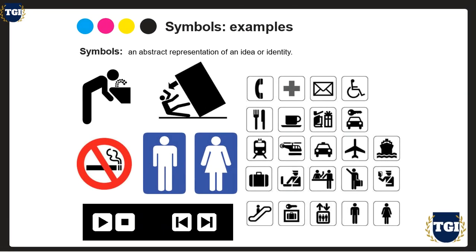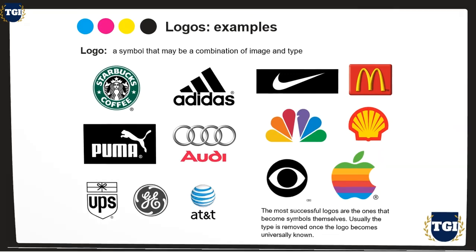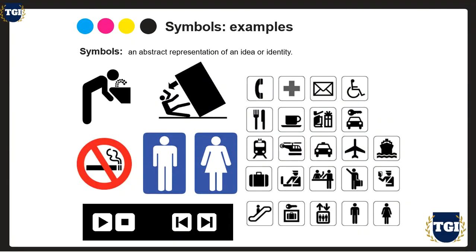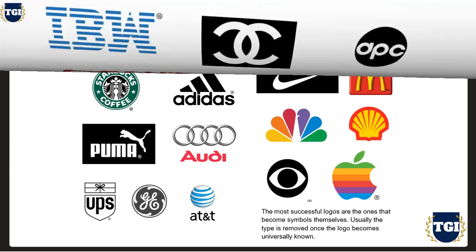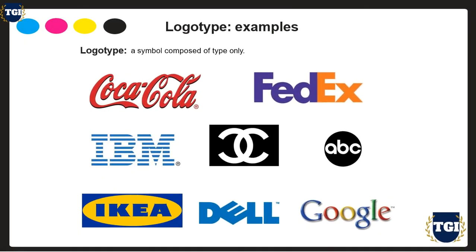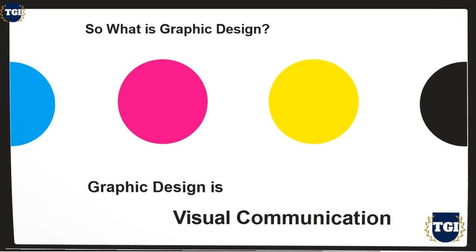So let's take examples. We have symbols. I think this is familiar. An abstract representation of an idea or identity is known as a symbol. Then we have logos. We are going to look at how to design logos as well. A symbol that may be a combination of images and types. We've already talked about that. And then we equally have the logo type, a symbol composed of type only. Type only here simply means just text, mostly text. You don't have any other information that is attached to that.